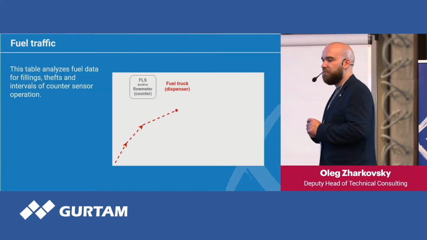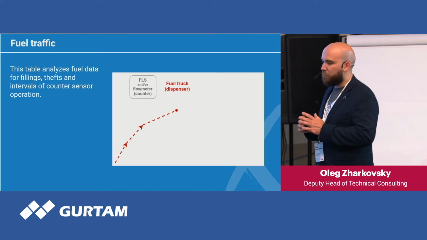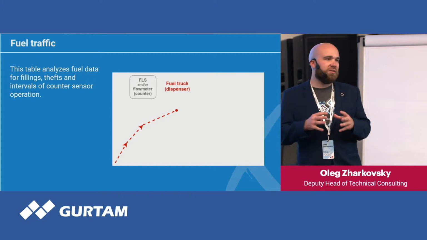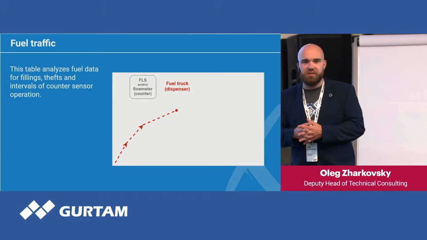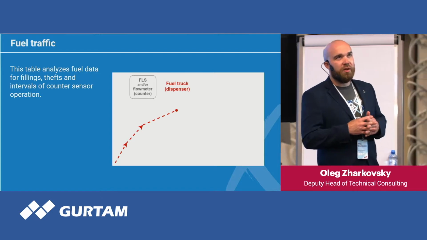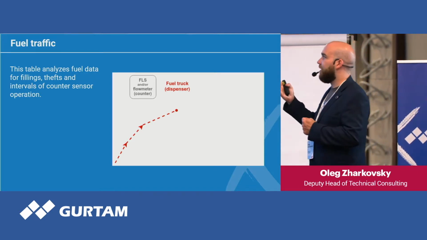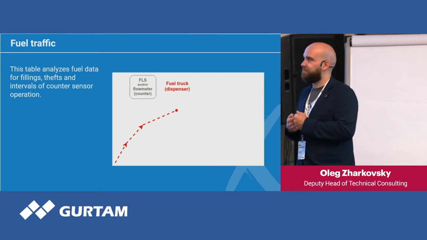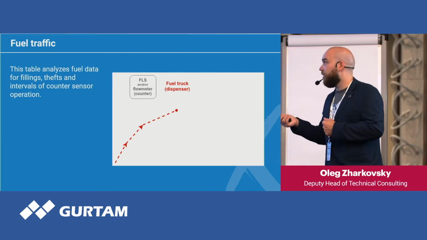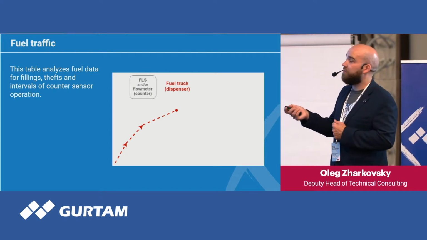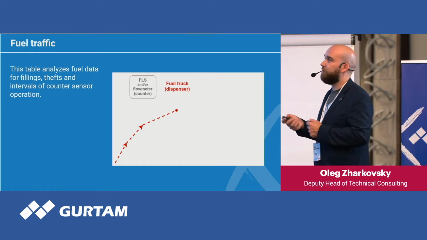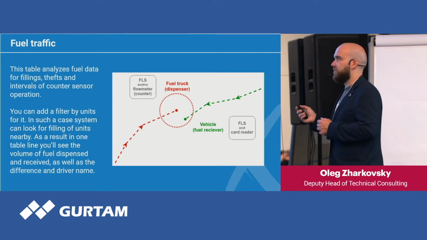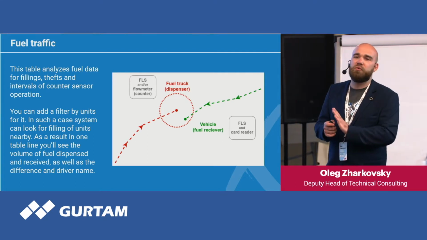And one more thing is the fuel traffic report. This report is one of the hardest in our system because it combines the fuel data from several units at the same time, and it can help you show the dispenser, the fuel truck, and the fuel receiver in one table. This is how it works. We've got the unit fuel truck with FLS or a flow meter, and we've got the unit with FLS and card reader. This combination of sensors will give you the maximum from this report.